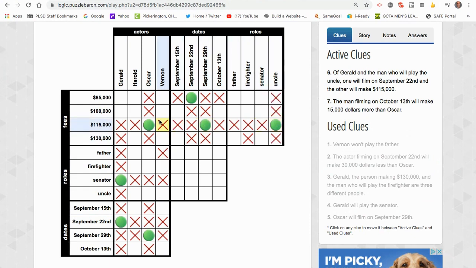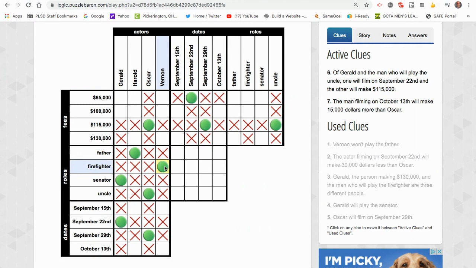So now we've completed Oscar. We have Oscar, September 29th, and uncle. Now we can mark this as uncle. And you see, by doing that, what we have done is now eliminated 3 possibilities. Harold has to be the father, and that means that Vernon has to be the firefighter. So that additional information is going to become very helpful.